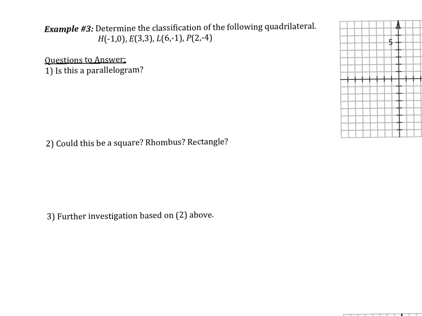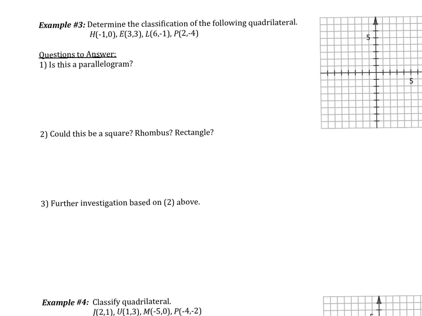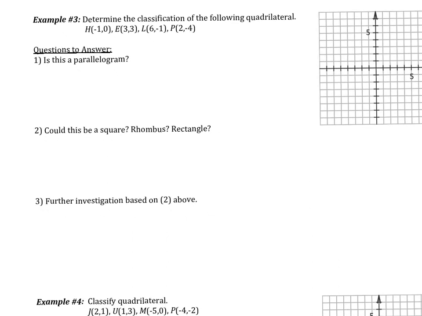Example 3, determine the classification of the following quadrilateral. So this makes you take a little bit more ownership to figure out what shape it is. Let's start out with drawing our picture. So -1, 0, that's H. 3, 3 is E. 6, -1 is L. 2, -4 is P. A nice shape here for quadrilateral HELP, H-E-L-P.